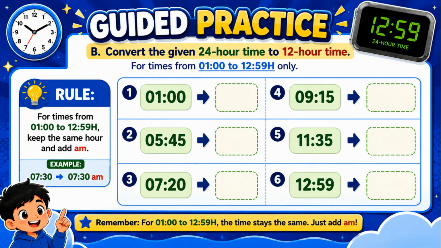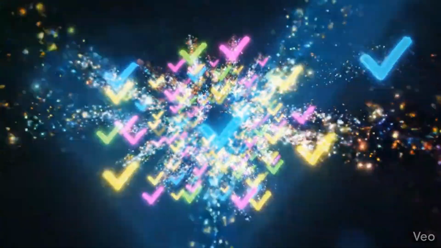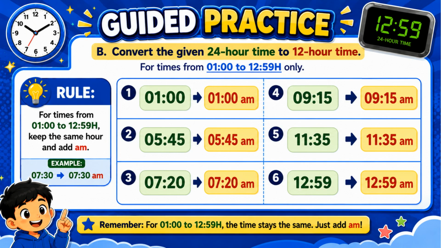Now it's your turn. Convert each 24-hour time into 12-hour time. Remember the rule. For times from 0100 to 1259, keep the hour and minutes the same. Then add the correct period, AM or PM. Let's check your answers.